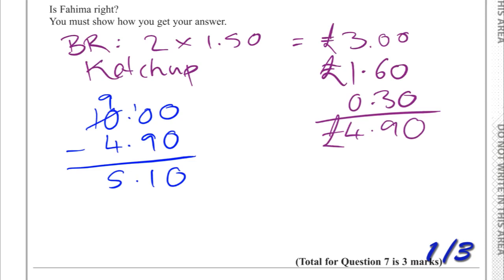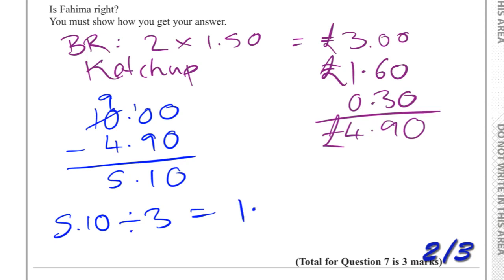She buys 3 packets of sausages, so we need to do £5.10 divided by 3. Not the easiest division to do. Let's think about what number times 3 is going to make £5.10. It's going to have to be less than £2. 2 times 3 is 6. 1 times 3 is 3, so it's going to be £1 something.